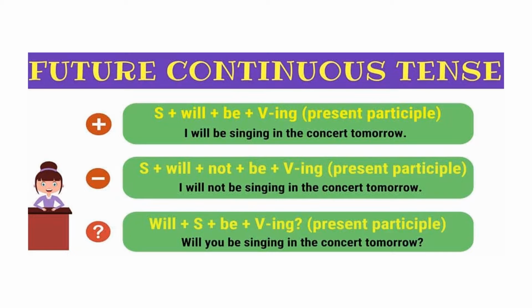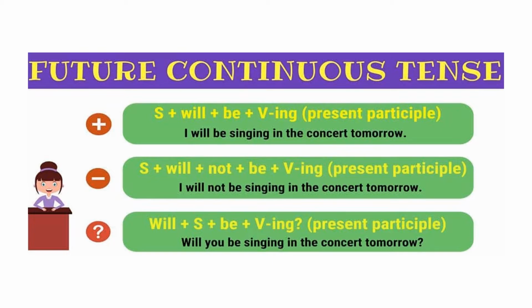Look at these sentence structures for future continuous tense. Now, for a positive sentence, the sentence always starts with subject plus will plus be plus the verb followed by ing. Clear, children? Now, the positive sentence, if it is like this, I will be singing in the concert tomorrow.